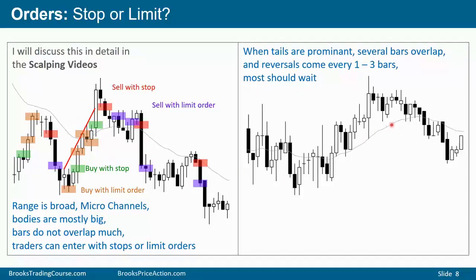Compare this with what you see here. Here, tails are prominent, reversals are coming every 1 or 2 or 3 bars, and there is a lot of overlap. The market spends a lot of time in small, tight trading ranges, and the entire chart is in a tight trading range.